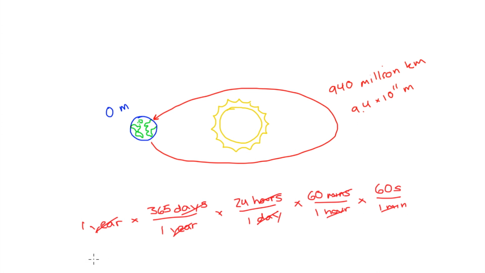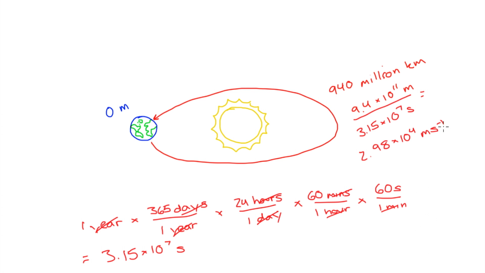So then you do all those calculations, which comes out to be 365 times 24 times 60 times 60, and it gives you 3.15 times 10 to the 7 seconds. So if we take this figure and divide it by 3.15 times 10 to the 7 seconds, we get 2.98 times 10 to the 4 meters per second.